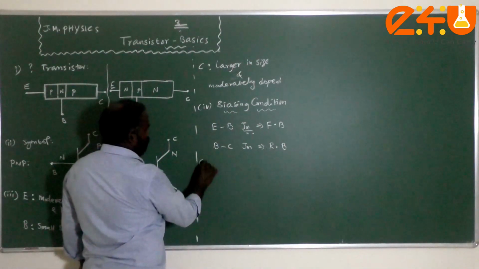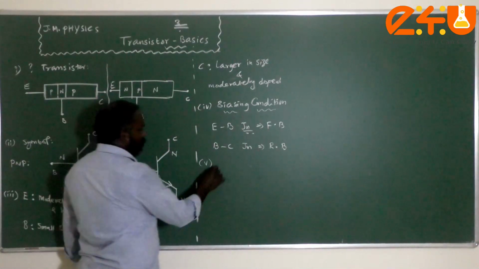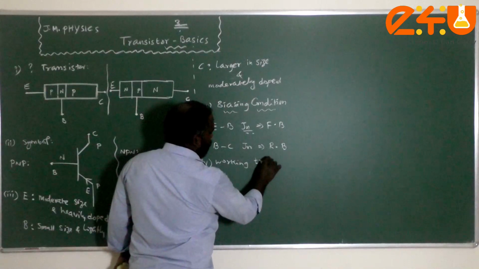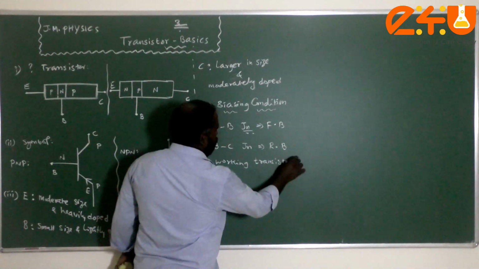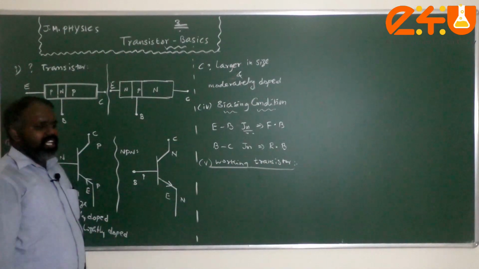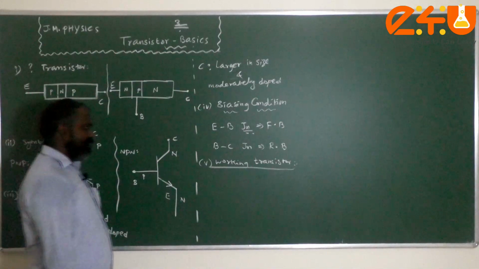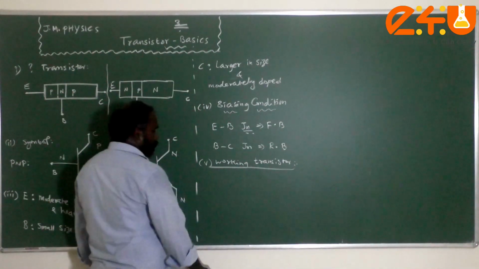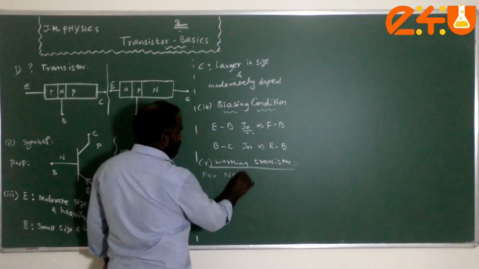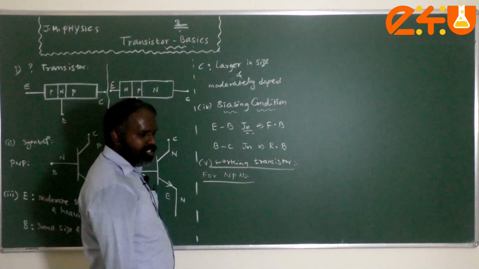The next one: now we are going to discuss the working of a transistor, that is, how the charge carriers are moving and how to represent the direction of the current when the transistor is connected to the external or biasing batteries. For example, I can take an NPN transistor and explain how it is working.